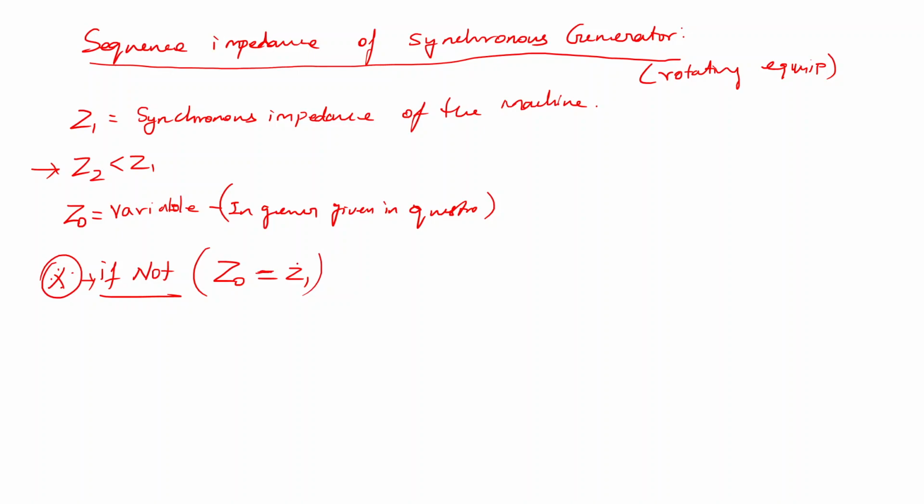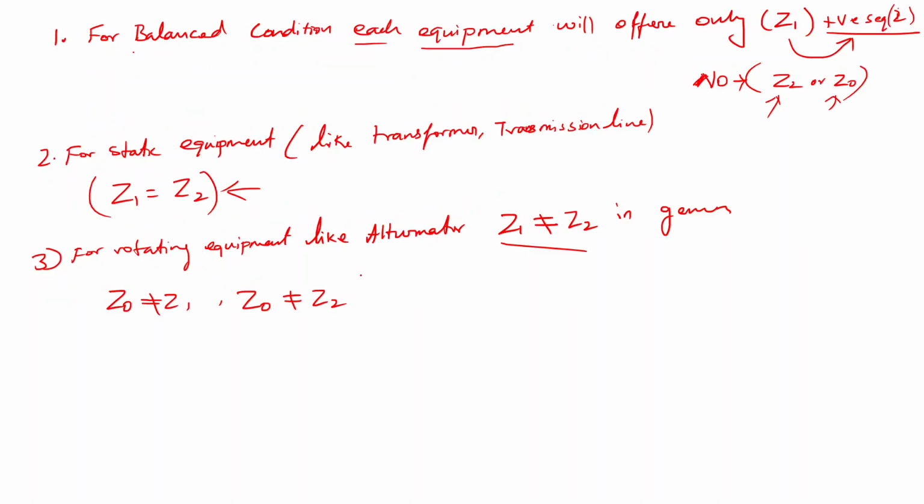Here one small question I will ask. Please tell everyone: if Z0 is having some value, what is the observation you have made? See the first condition. For the balanced condition, the values will be Z1 only. We will have only Z1 for the balanced condition.